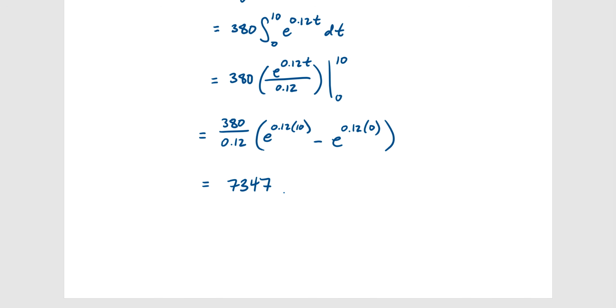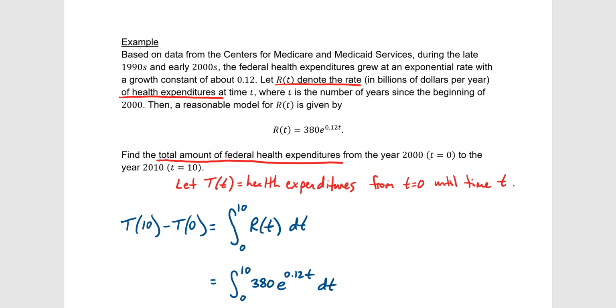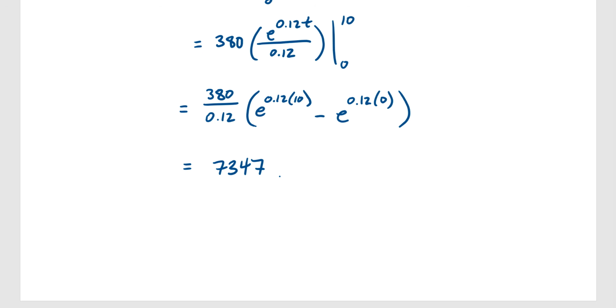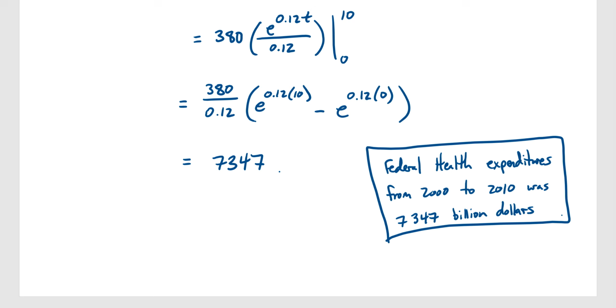So let's go back up and check what our units are. So the units for R is in billions of dollars per year. That means if we take the integral of that, our answer is just going to be in billions of dollars. So this answer is in billions of dollars. And we have that for a final answer, the federal health expenditures from 2000 to 2010 was $7,347 billion. So that's about $7.3 trillion. Okay, so that is it for this section.